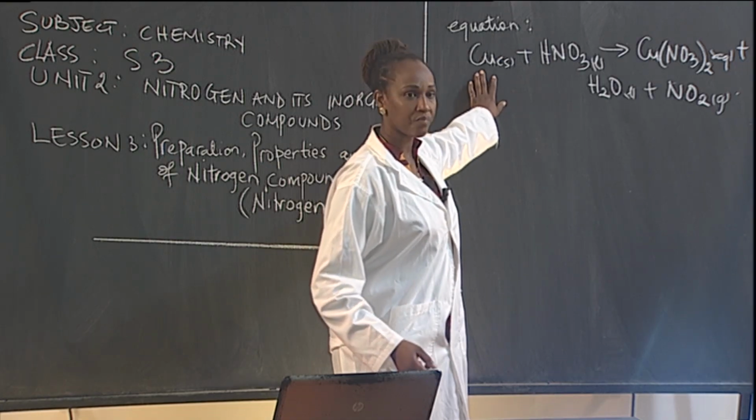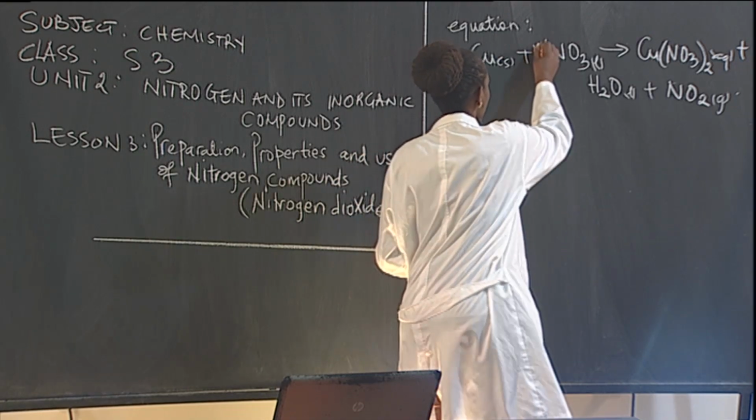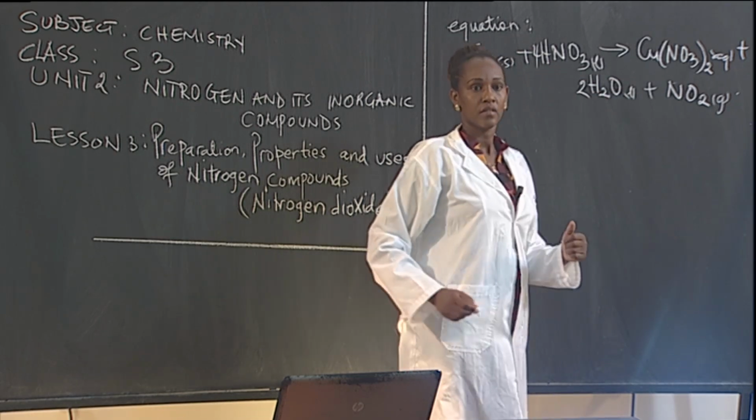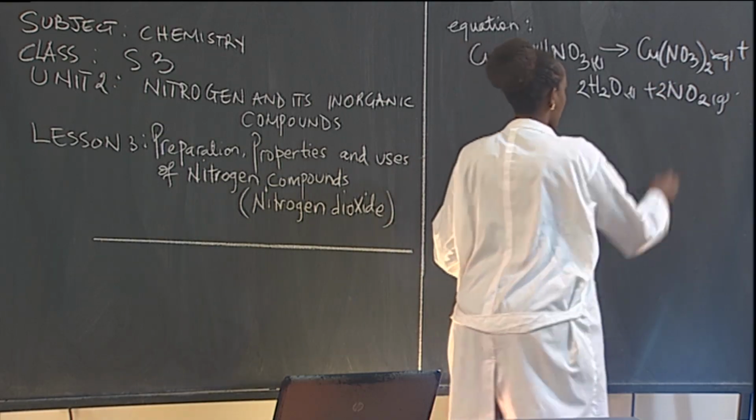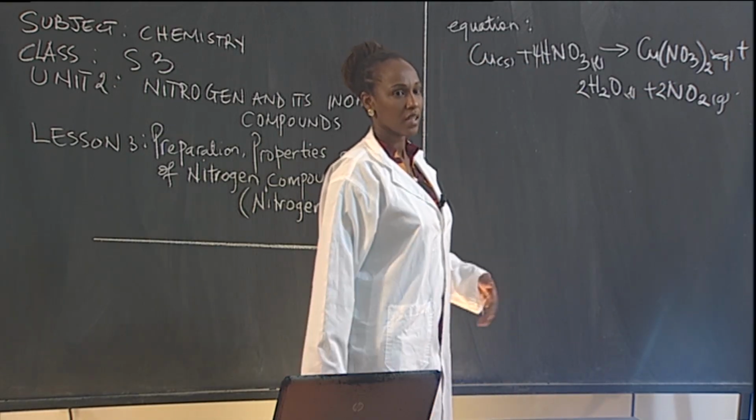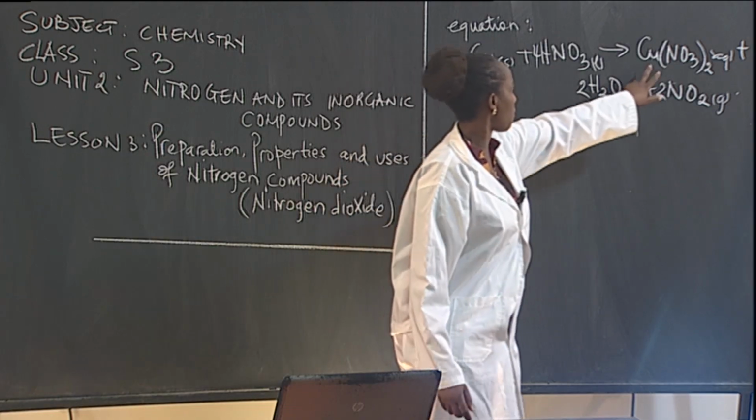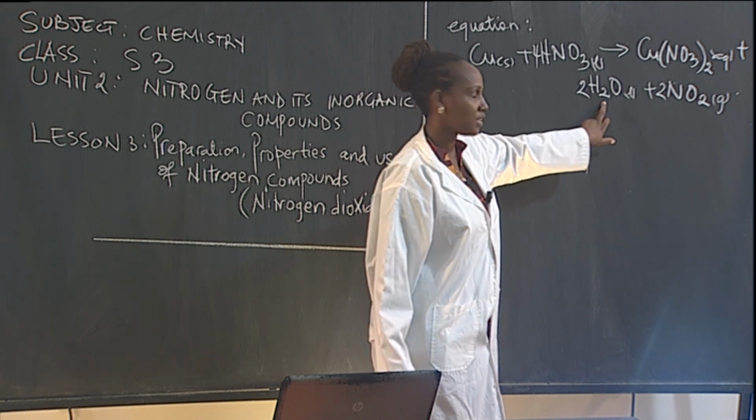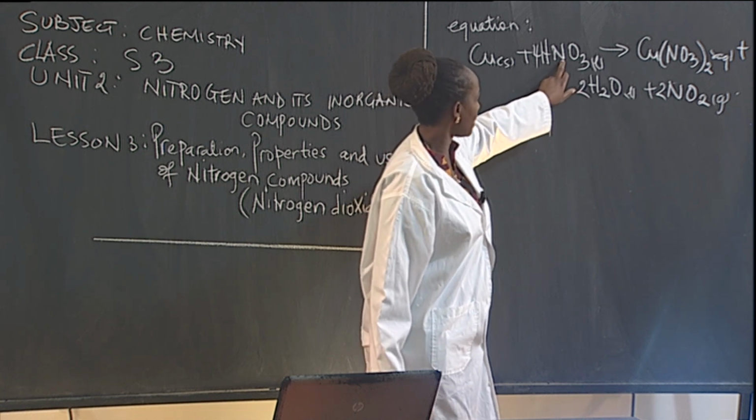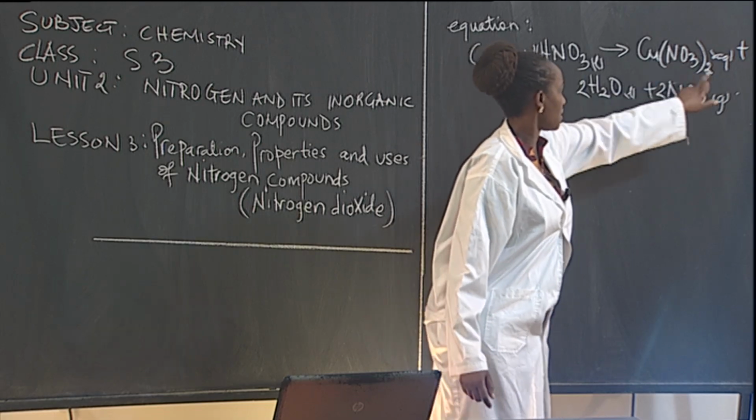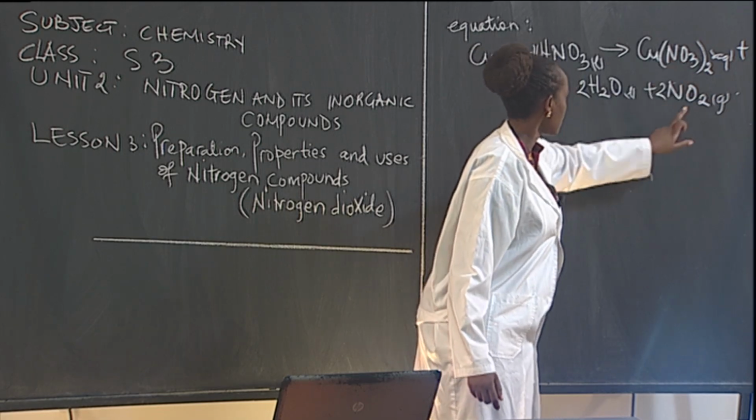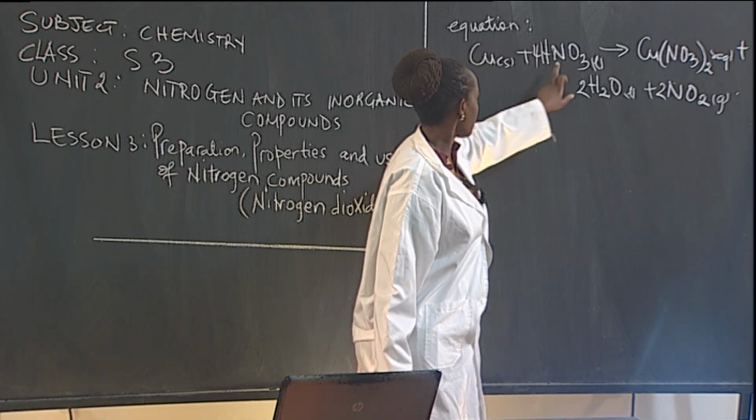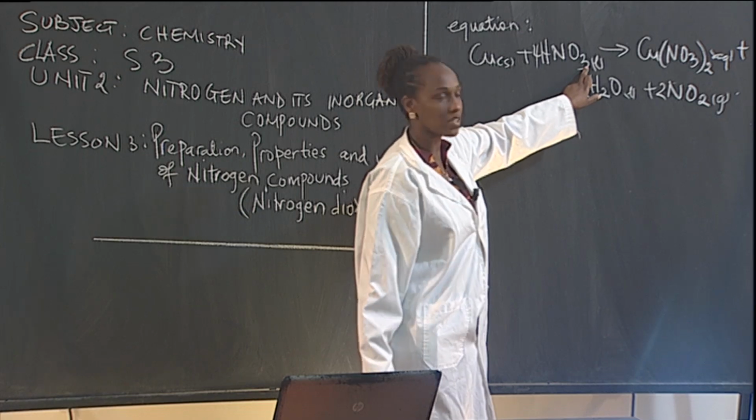We have 2, so you need to put 4 here. We need to put 2 here, and we need to put 2 here. If you balance this, you find it's 1 copper, 4 hydrogen. These are 4 hydrogen. 4 nitrogen: you multiply this, these are 2 nitrogen plus these 2 nitrogen, 4 nitrogens. You multiply this with this, 12 of oxygen.